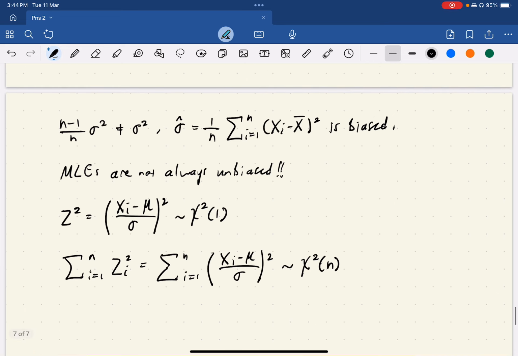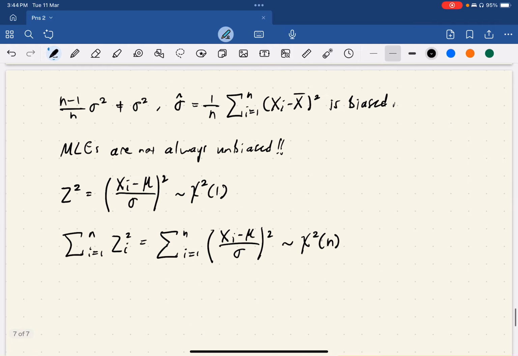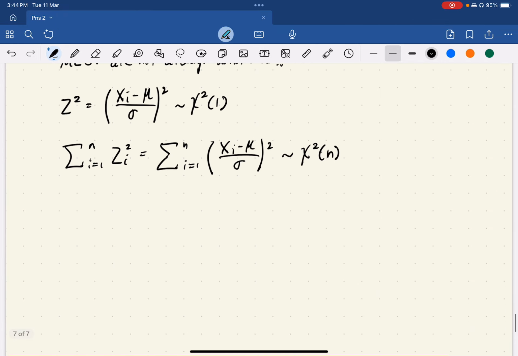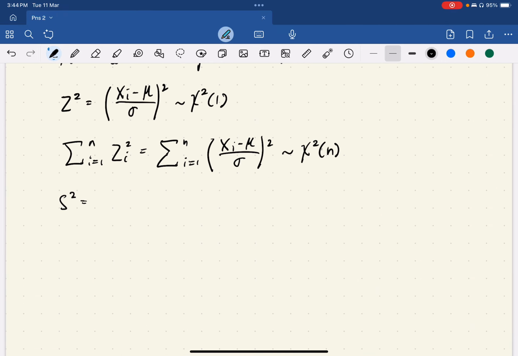Okay, so return back to our original sample variance formula. S squared is 1 over n, sum of i equals 1 to n, xi minus x bar squared.